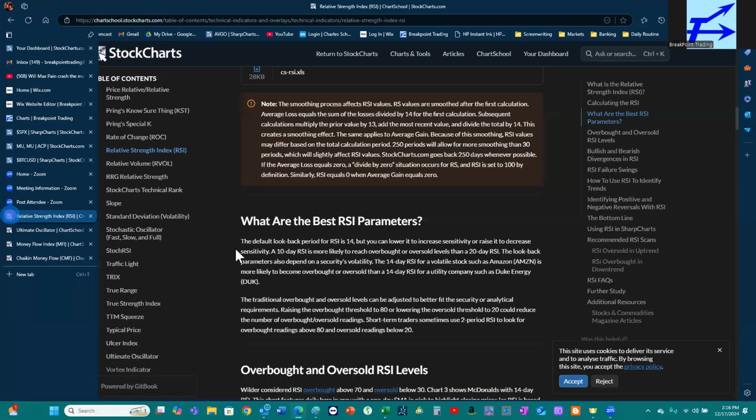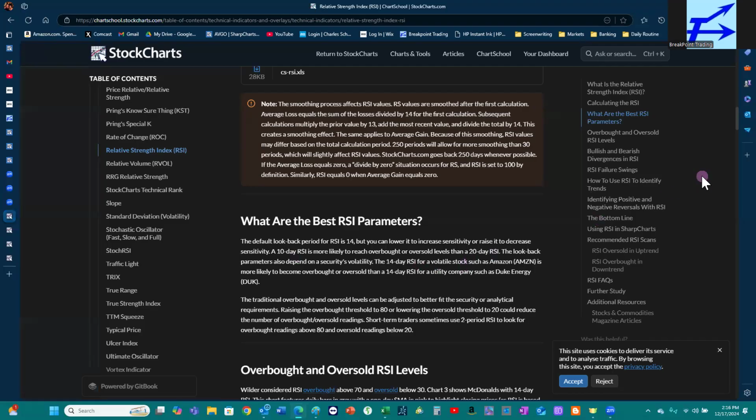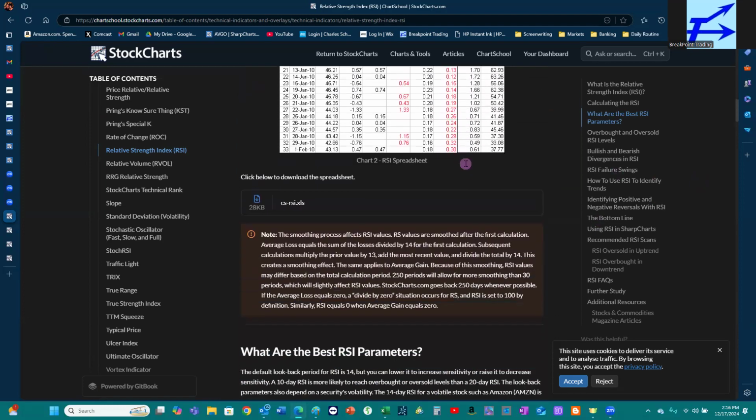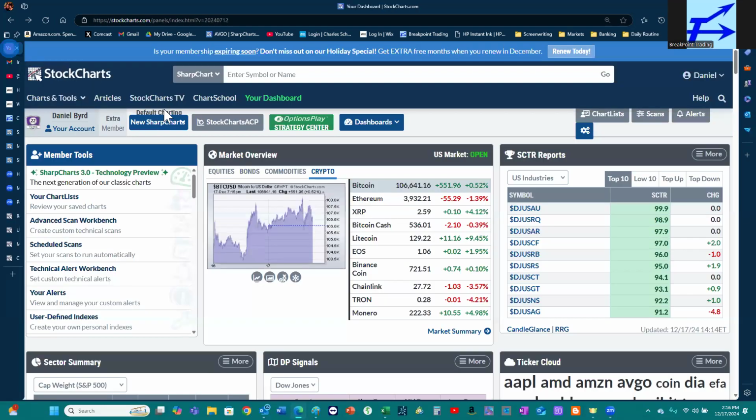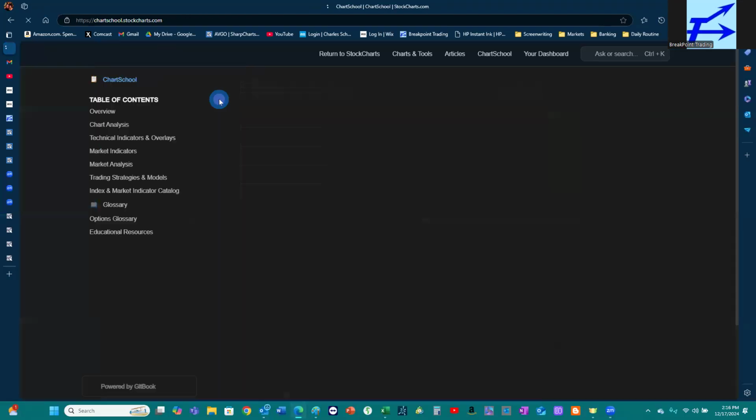So let's start with the relative strength index. I'm going to look at some other ones that are similar to this. So relative strength, by the way, anybody can get this. I don't think you even need a subscription. You can go to Stock Charts, and at the top of the page, there's a chart school.